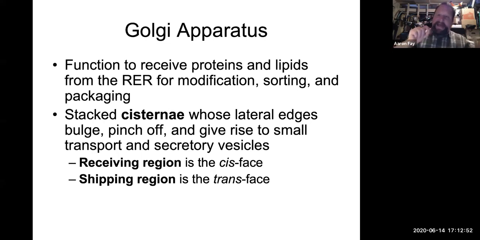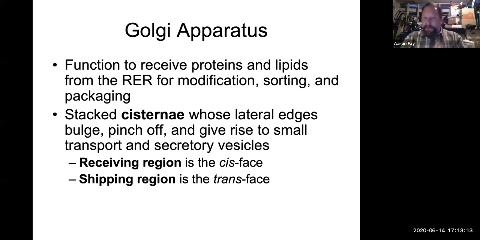Or it'll read a tag to say, this needs to go to the plasma membrane, and it gets sent to the plasma membrane. Or another little tag will say, okay, this has to be secreted from the cell. It'll be sent to the plasma membrane and then released to the outside of the cell. So the main function of the Golgi apparatus is sorting and transportation of materials from the rough ER.